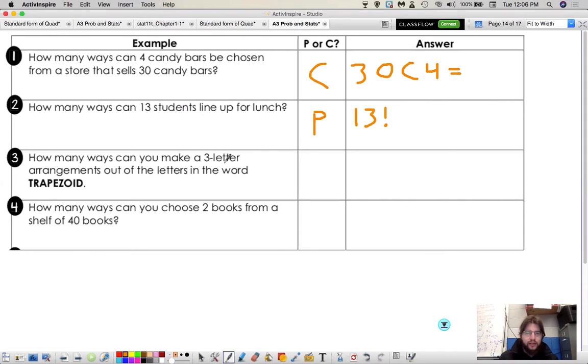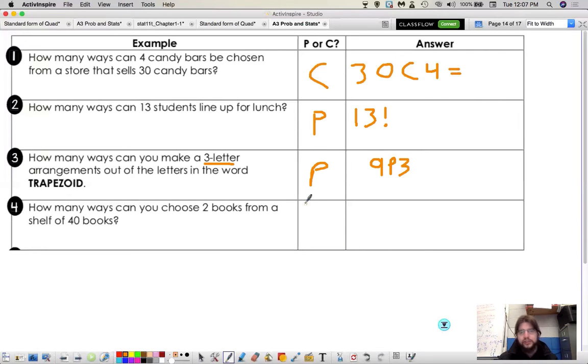Next, how many ways can you make a 3-letter word, well, arrangement, out of the letters in the word trapezoid? So 1, 2, 3, 4, 5, 6, 7, 8, 9 letters. So we're lining up the letters. The order matters. We're making different words. So that's 9 total, and you're going to take 3 of them.